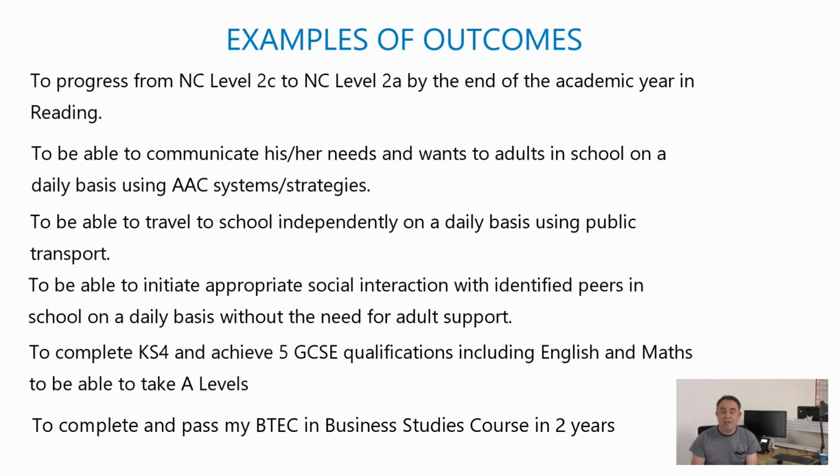To be able to communicate perhaps needs and wants to adults in school on a daily basis using a specific AAC system might be an outcome that can be described. To be able to travel to school independently utilising public transport is an outcome that's reasonable, I think, to describe. To be able to initiate appropriate social interaction with identified peers on a daily basis without adult support could be an example of an outcome. And even to complete specific courses. So, for example, to complete and pass the BTEC in business would be an outcome.